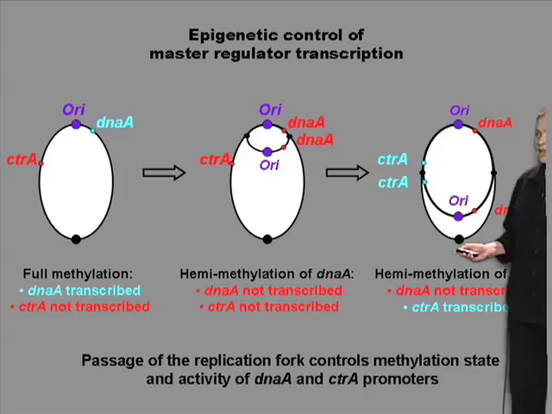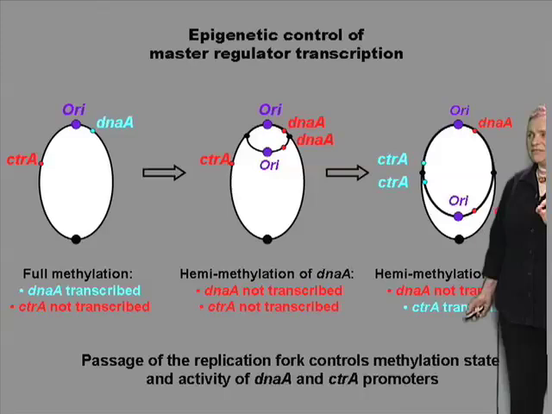So in fact, what I've now shown you is that the passage of the replication fork controls the methylation state and activity of two promoters of these critical global regulators that allow the progression of the cell cycle.